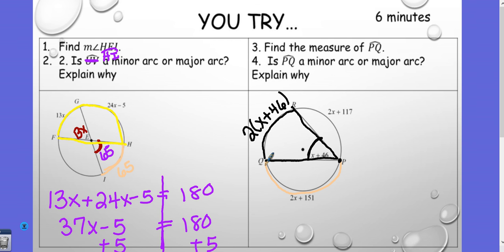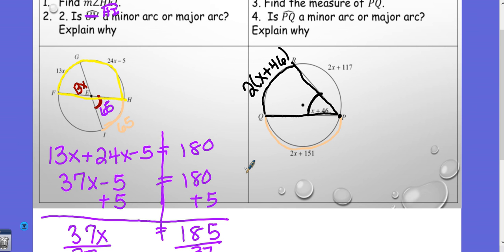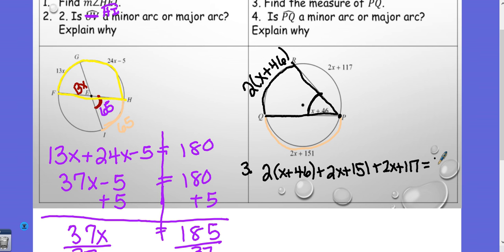Now if you notice, I have all the arcs on the outside. And if I solve for x, then I can find what this arc equals. Well, there are 360 degrees inside of a circle. So if I solve this, doing number 3, I can say 2 times (x plus 46) plus 2x plus 151 plus 2x plus 117 equals 360, because all of those added together should give you 360 degrees.